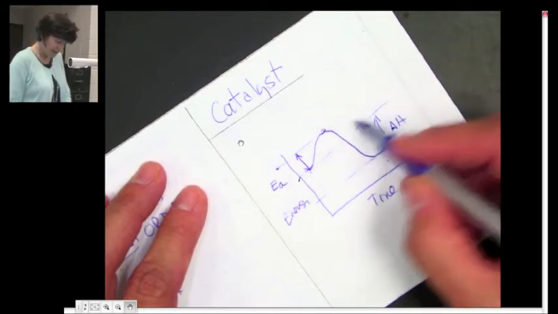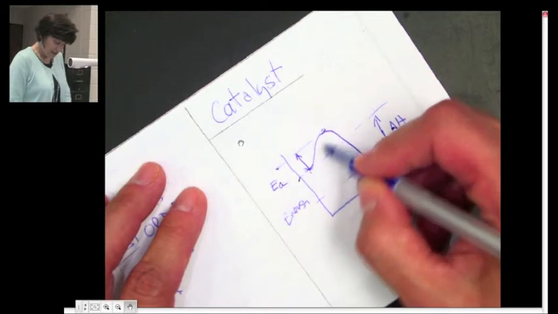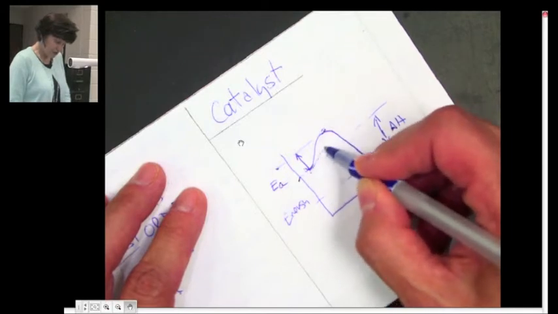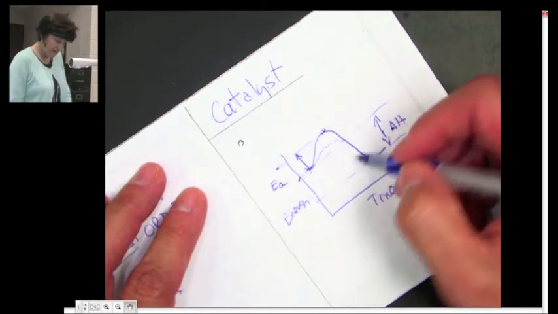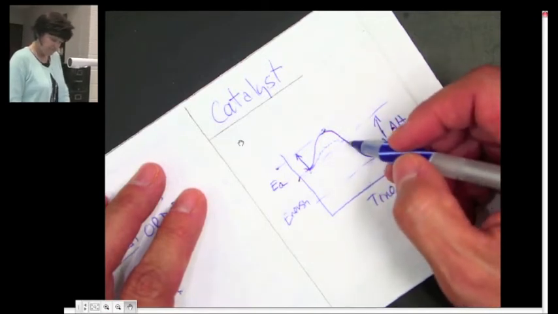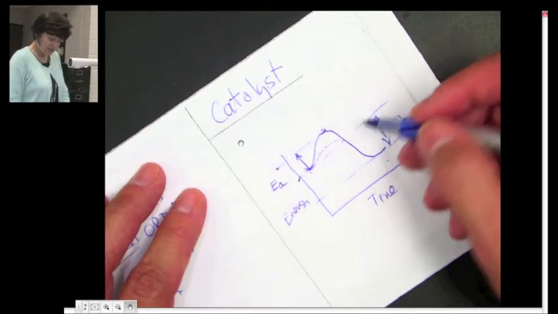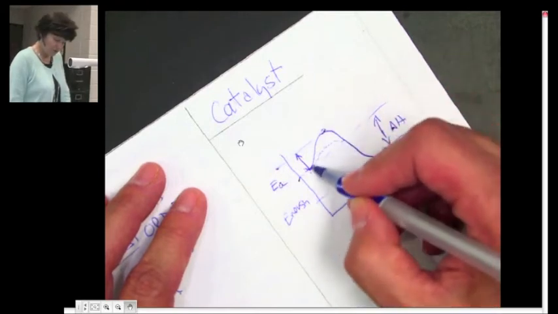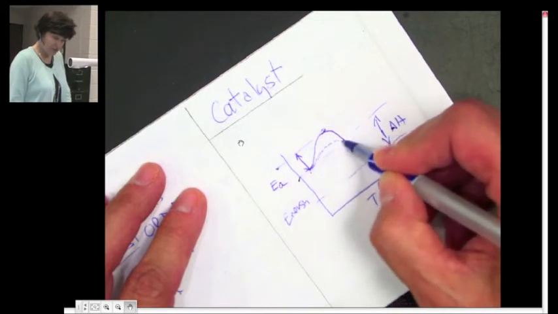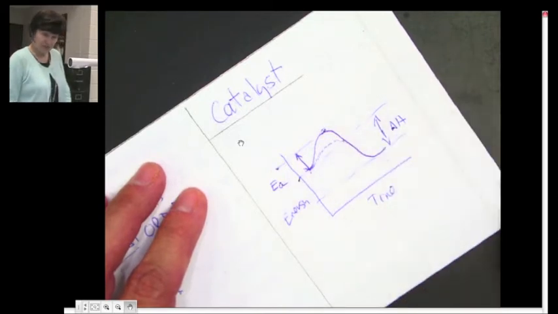The role of a catalyst is to provide an alternate pathway so that the activation energy can be lowered, like this. So a catalyst, while it goes in and comes out and doesn't affect the reaction, does provide an opportunity for the activation energy to be lowered and for that reaction to occur faster.